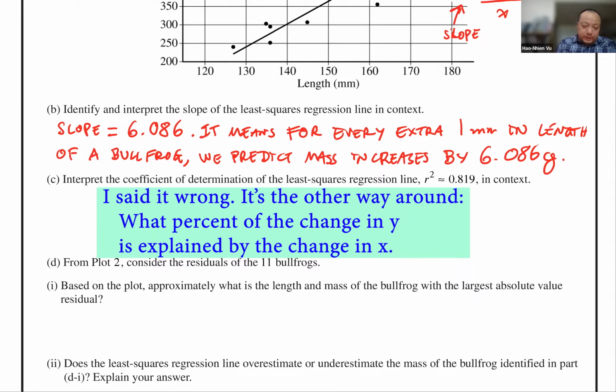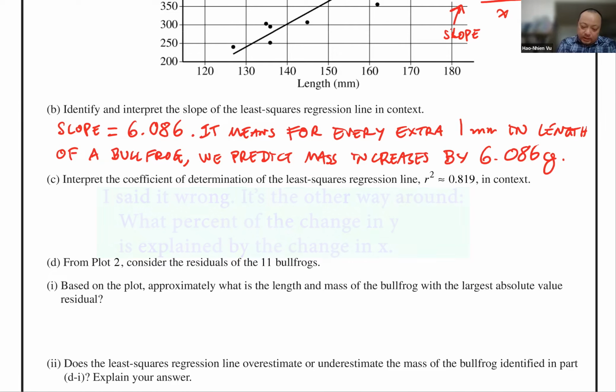They say to interpret, so we can go straight into the explanation, and that says 0.819 in percent form is 81.9%. You can leave it as decimal or as percent. Traditionally, the majority of people, for whatever reason, write the r squared as a percent.